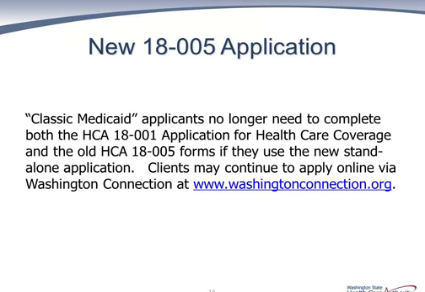But if you're an individual and we're just looking at Classic Medicaid because you're a single individual, maybe age 70, then you would want to just go ahead and complete the 18005. Individuals will continue to have the option of either completing the paper 18005 or going online to washingtonconnections.org and completing an online application just like they've been able to do for years. So that online application function is still available to apply for Classic medical programs as well.